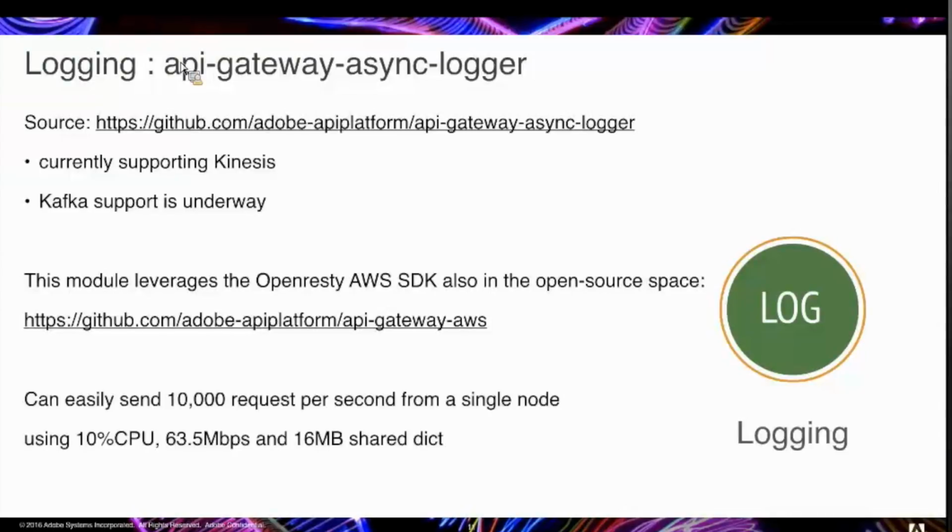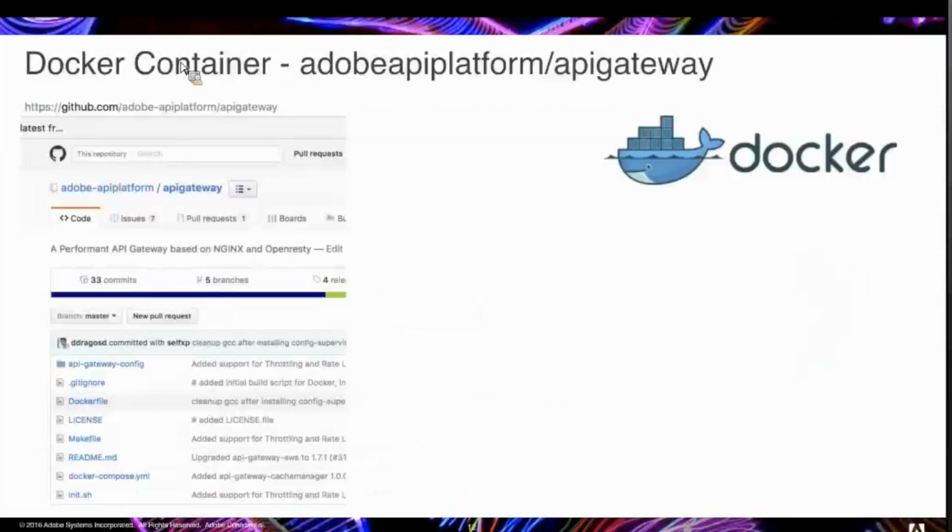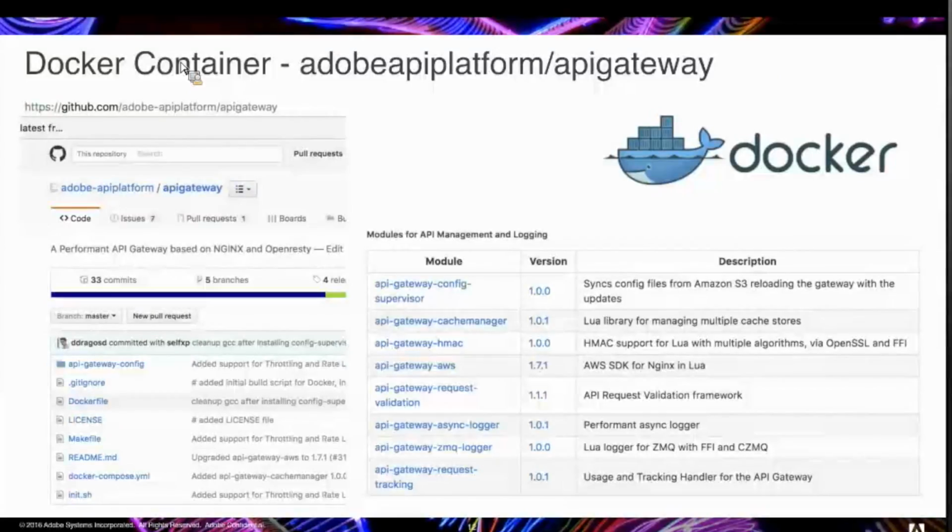Pretty performant. Just some data: I can handle like 10,000 requests per second with 10% of CPU and 63 megabytes of RAM, really low resource. This is pretty much thanks to Nginx, the Lua, and some of the buffering we might have done there. We also ship a Docker container just to make it easy, with the Nginx plus OpenResty plus the modules that I told you about and some other modules. We ship them into a Docker container, and we use Docker Hub to share this container.